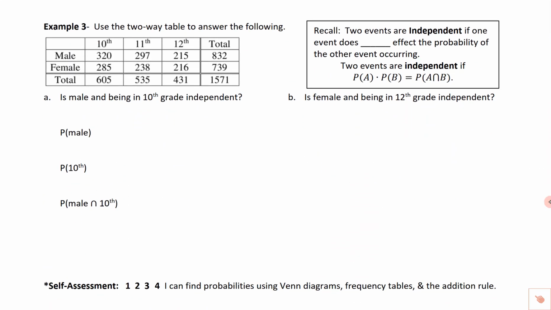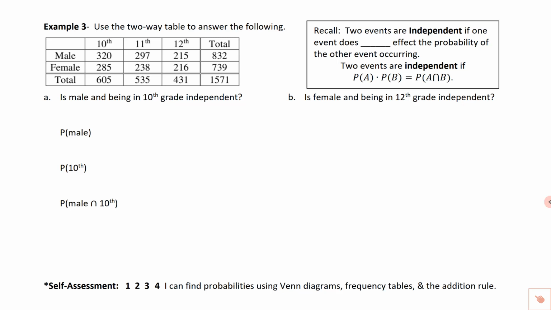Okay, last little thing we're going to talk about. Until next week, tomorrow we're going to do a review. This is using a two-way table to answer a couple questions about independent events. Now, you're going to need your calculator for this, so get that fired up.